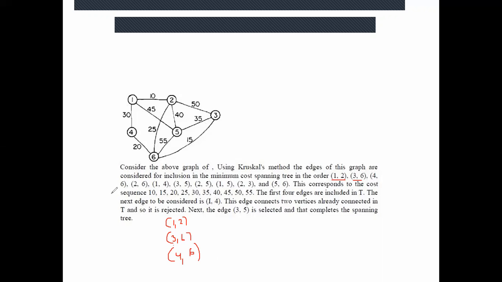Suppose 1, 2, 3, 6, 4, 6, then 2, 6 will come because 2, 6 is having the weight 25. Then 1, 4, 3, 5, 2, 5, 1, 5, 2, 3, and the last one is your 5, 6. Okay. Now, how to create the spanning tree? That one is very easy. I will do it over here, then I will go to the next slide. There I have already done it.